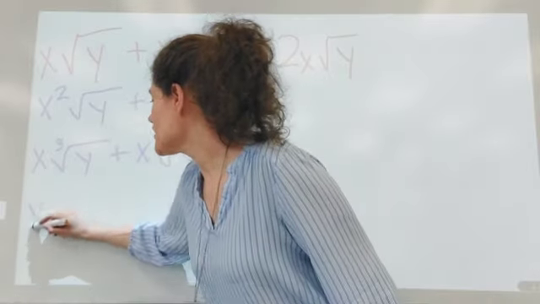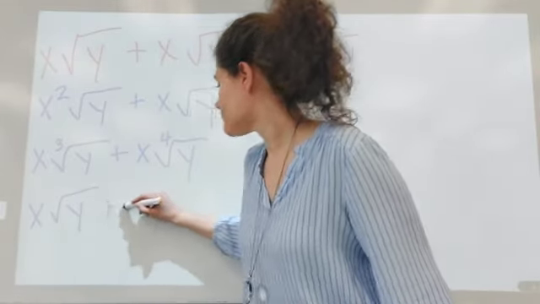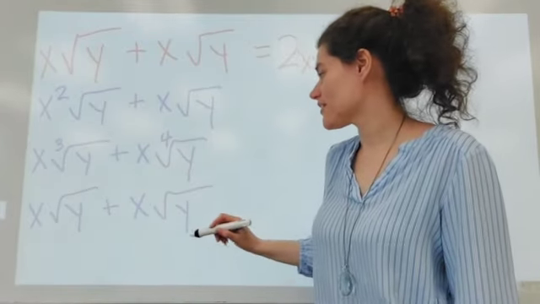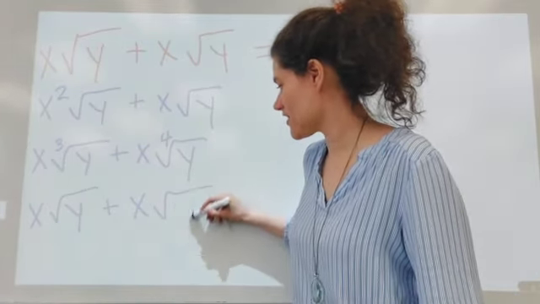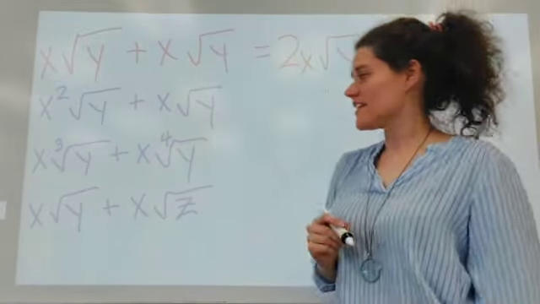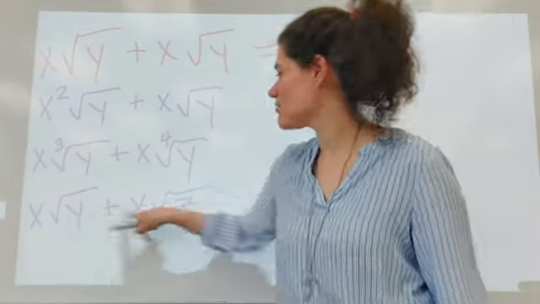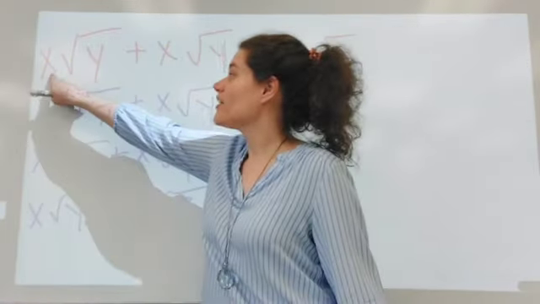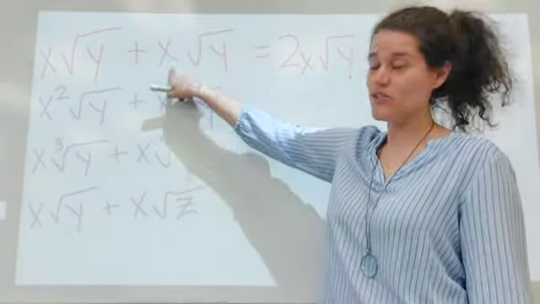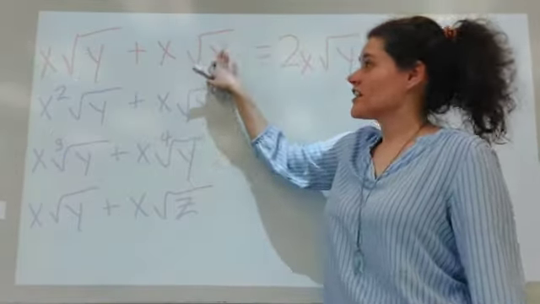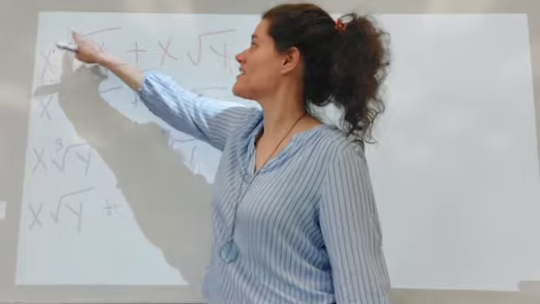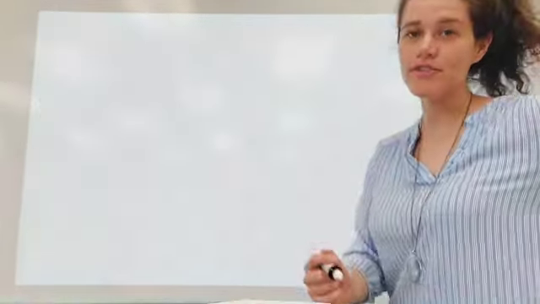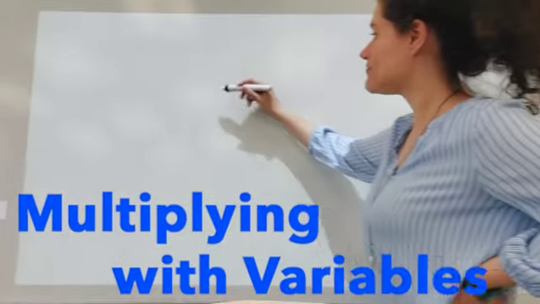If you change the radicands to be different, so maybe this was a z instead of a y, you won't be able to do this addition. It won't go any further. So the variables on the outside have to match, the radicands on the inside have to match, and the indices have to match in order to get this addition to happen. So let's look at multiplication.